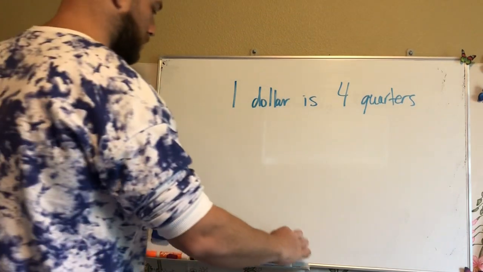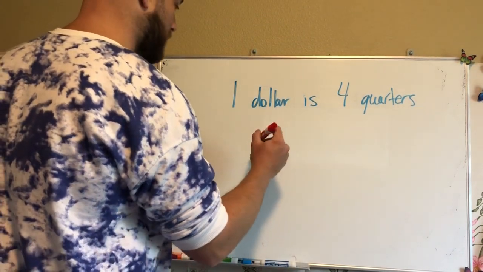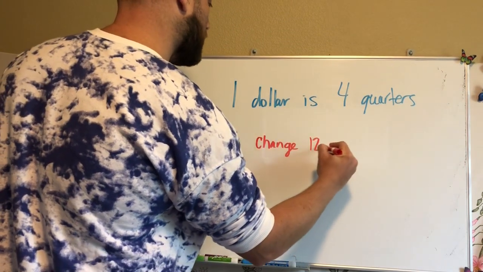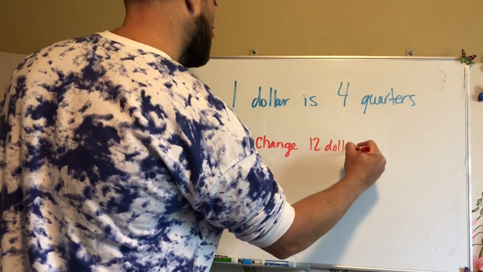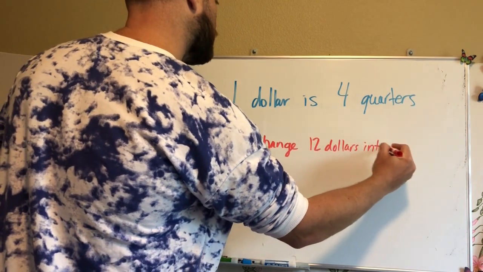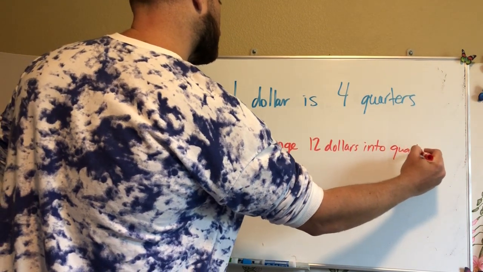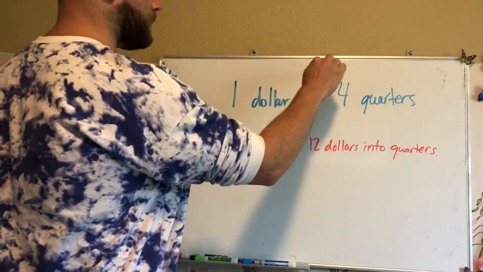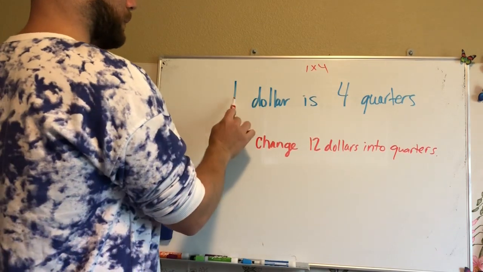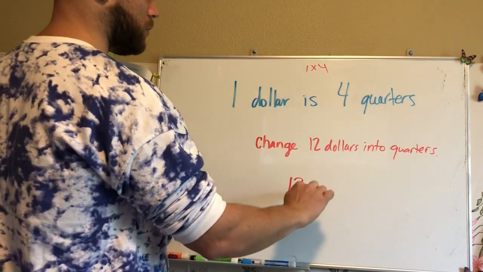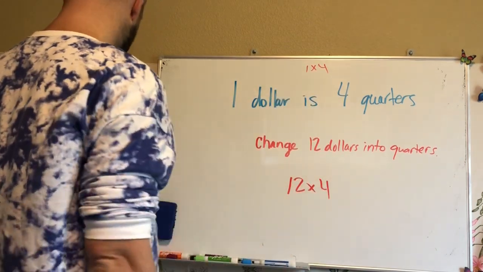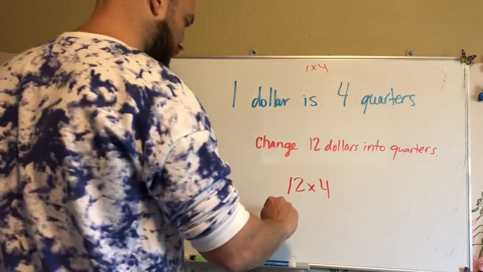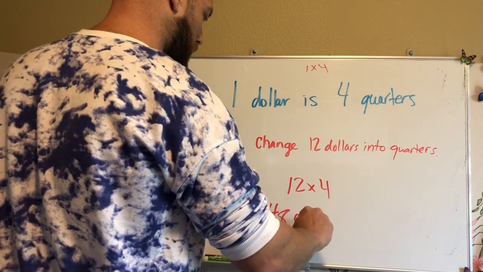So we're going to change $12 into quarters. So if this equation is 1 times 4, I'm going to simply replace the 1 with the 12. 12 times 4. Pause the video now and solve. You should have 48 quarters.